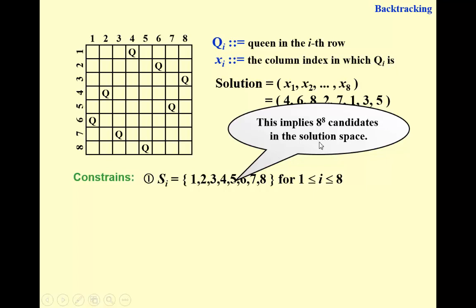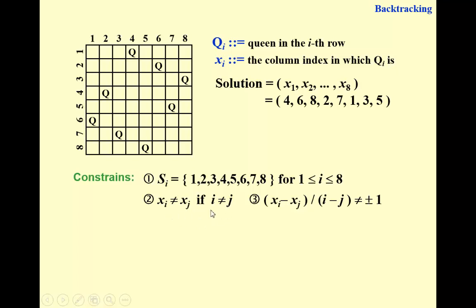Why is it so? Because there are altogether 8 x, right? Each x has 8 possible values. So altogether, we have 8 to the power 8 possible candidates. So in general, if it's an n by n problem, there are going to be what? N to the power n candidates, which is really horrible. It's even worse than n factorial, right? N to the power n is much bigger than n factorial. But fortunately, we have more constraints.